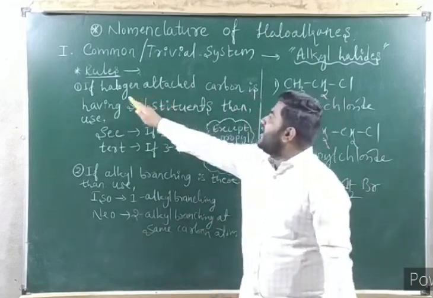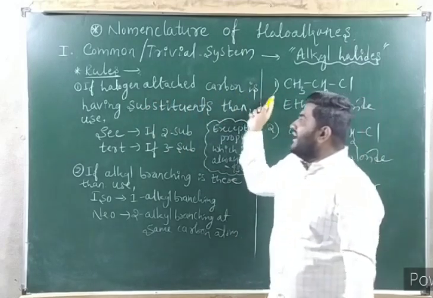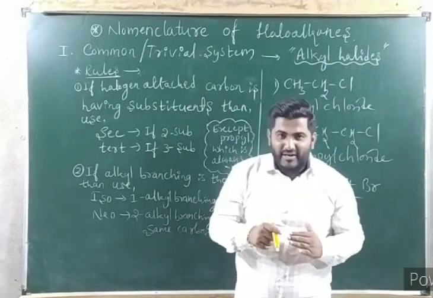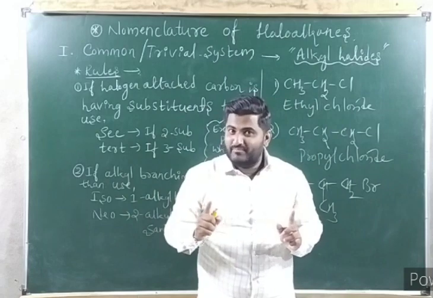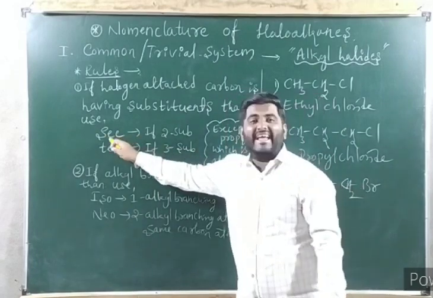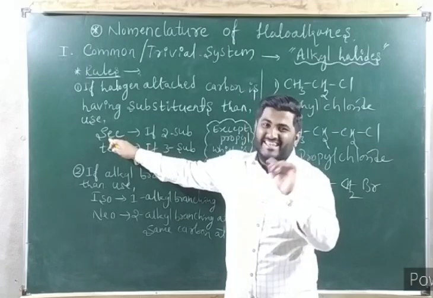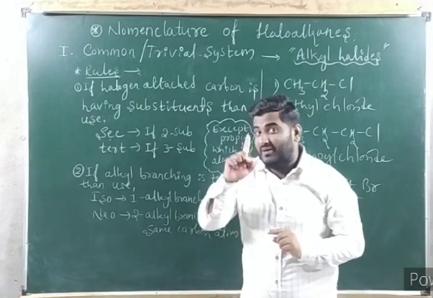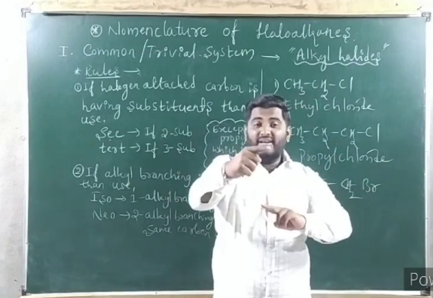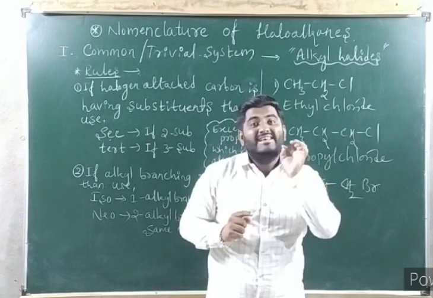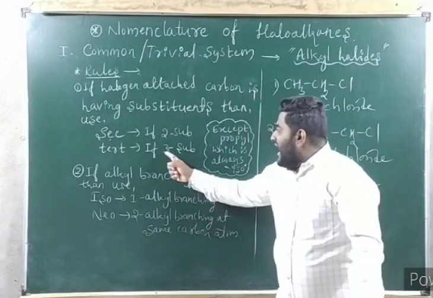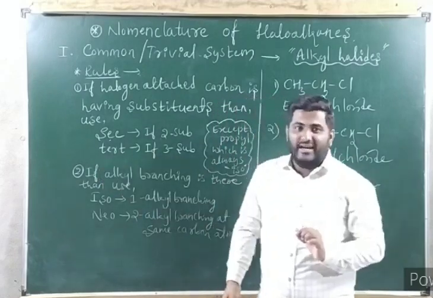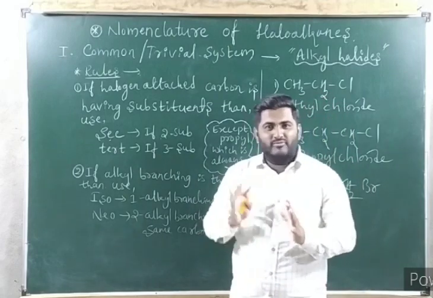First rule, carefully see. If a halogen is attached to a carbon that is having substituents, then what to do? You have to use sec. Sec means secondary, short form is sec. When do you have to use it? If two substituents are present. Carefully observe the pointer: the halogen-attached carbon is having two substituents, then it is called secondary. And if it is having 3 substituents, then it is called tertiary. Short form is tert, T-E-R-T. We will discuss the problem, you will come to know what I am talking about, right?